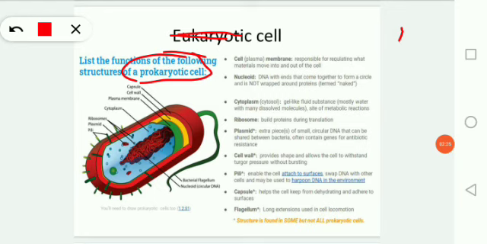We have the cell wall, which provides shape and allows the cell to withstand turgor pressure without bursting. We have pili that attach to surfaces, swap DNA with other cells, and may be used to harpoon DNA from the environment. Then we have the capsule, which helps the cell keep from dehydrating and adhere to surfaces. Then we have the flagella, long extensions used in cell locomotion. So these are the characteristics of a prokaryotic cell.